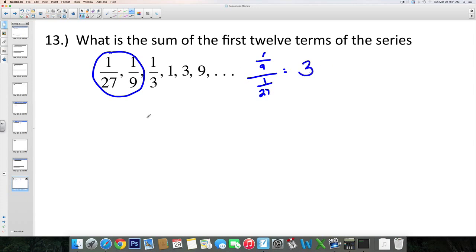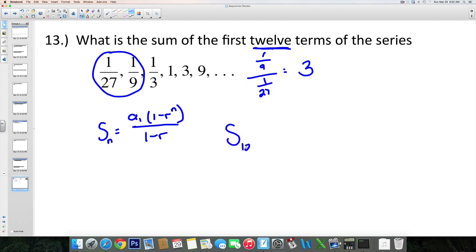So for the sum of a geometric series, again, you'll get the formula on the test. You'll have it on a reference sheet. The sum of a certain number of terms is a sub 1 times 1 minus the common ratio raised to the nth power, divided by 1 minus r. So let's see what we have. We need the total number of terms, and they tell us it's 12.